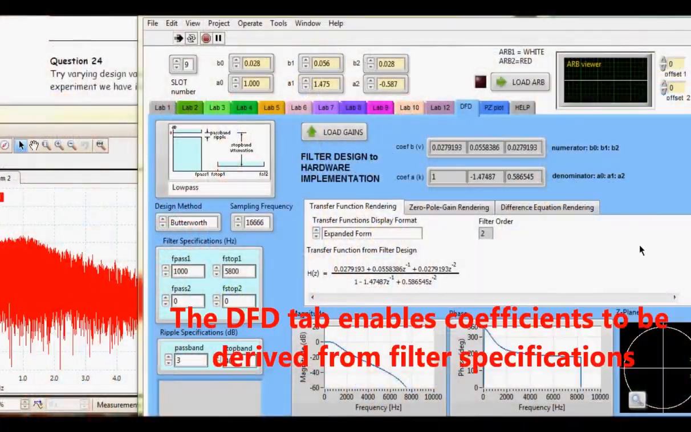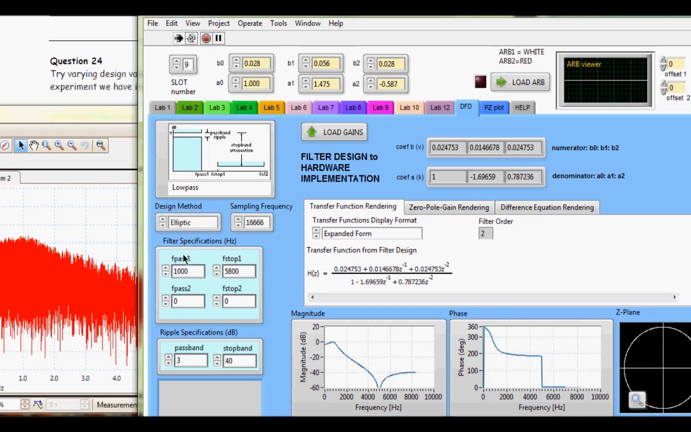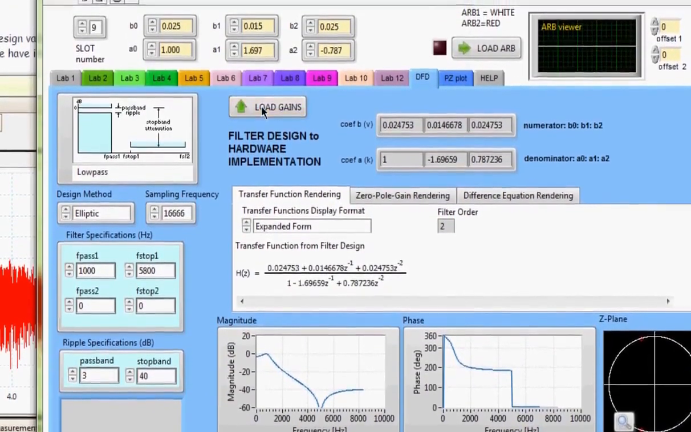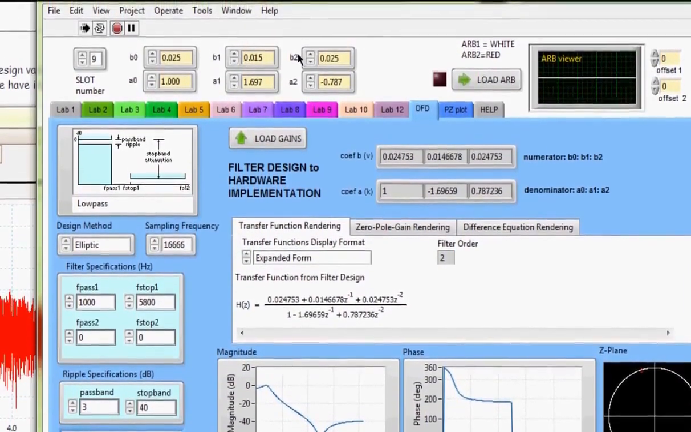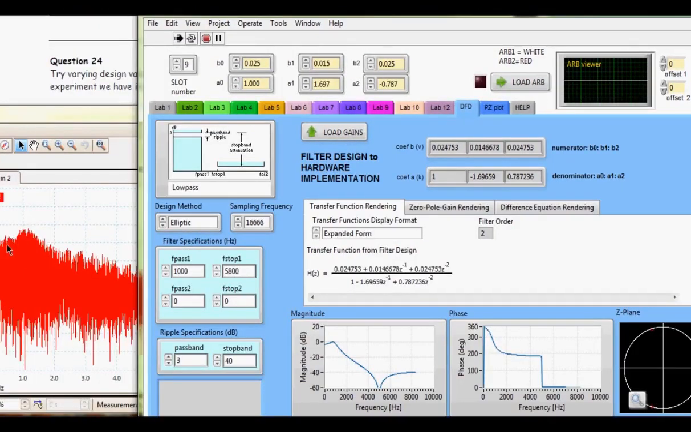A digital filter design tab on the on-screen control panel allows filter designs to be implemented as coefficient values and then studied with the real-world signals. You can see a Butterworth filter has been implemented, now switching to an elliptic filter, different response, different pole zero representation in the Z-plane, different coefficient values, and hence different implementation gains. And when we go look at the signal response of the real system, we can see that it has changed. It now has a slightly peaky output.